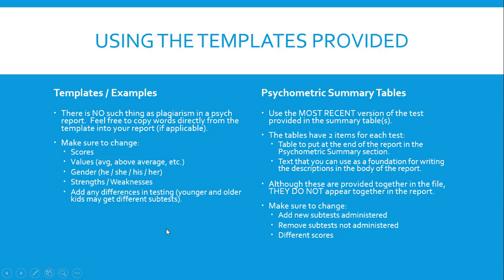All right, I hope that this helped clarify some of the differences between cognitive report writing and achievement report writing, with some ideas towards social emotional behavioral reports as well.